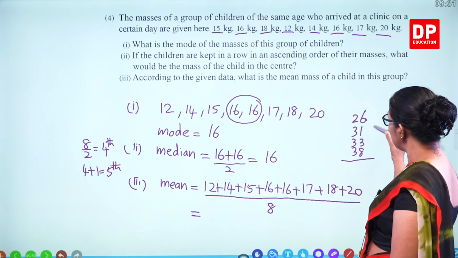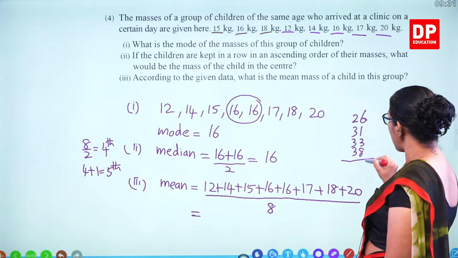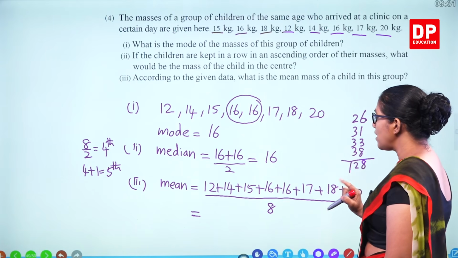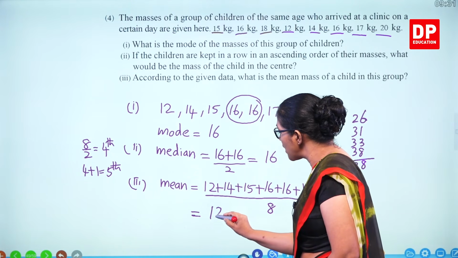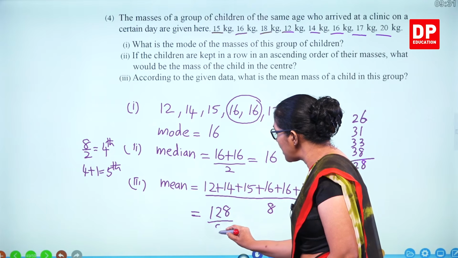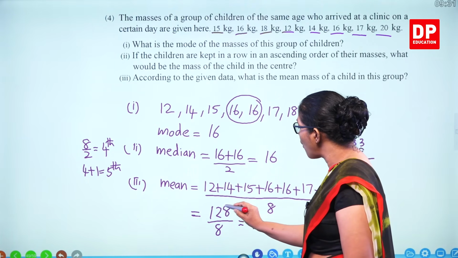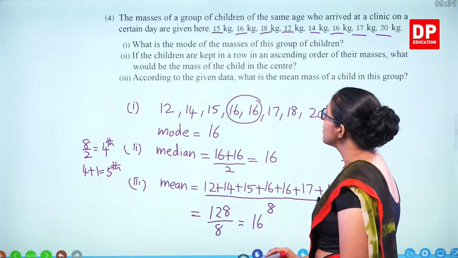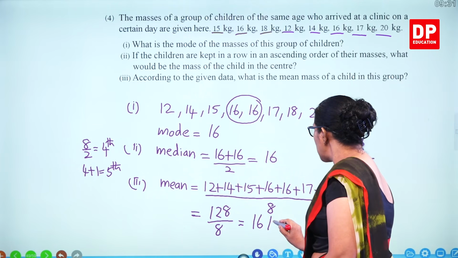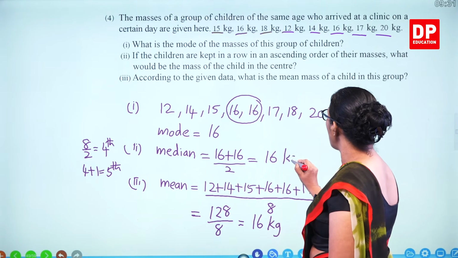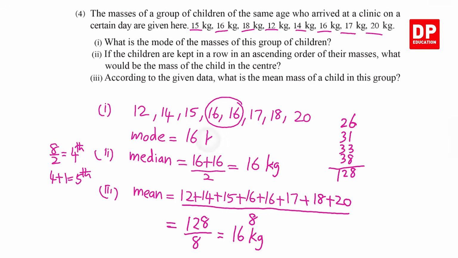Now take the total. 6 plus 3, 9, 10, 18, 1 remaining. So you get 12. 128. So 128 divided by 8. What's the value? 8 times 1, 8. For 48, that's 6. So 16 kg is the mean value. So here we can write all these values are in kg, kilograms. So we'll take the next question.